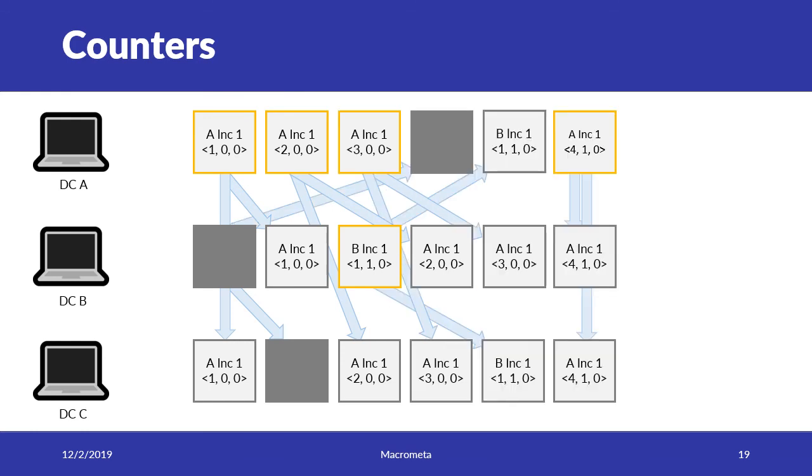So here we have roughly the same execution we saw before, except we have a few more increments done by A. So at the end, we see that we've had 4 updates, 4 increments of the counter that were performed by A, and a single increment of the counter that was performed by B.